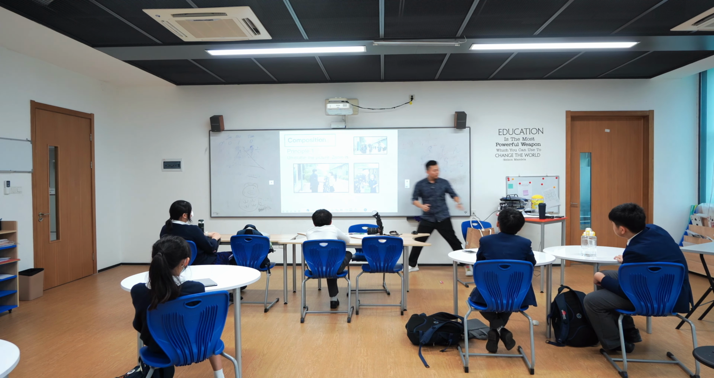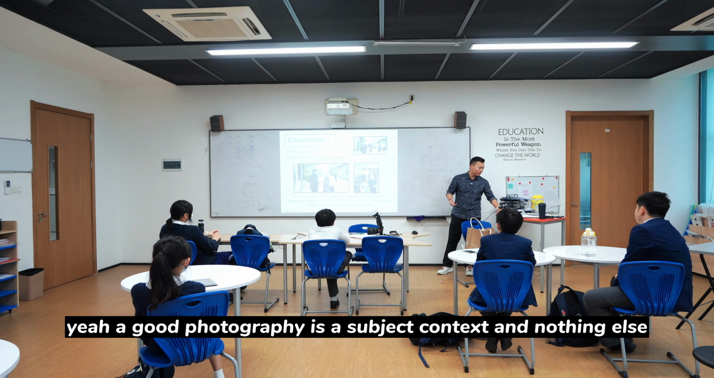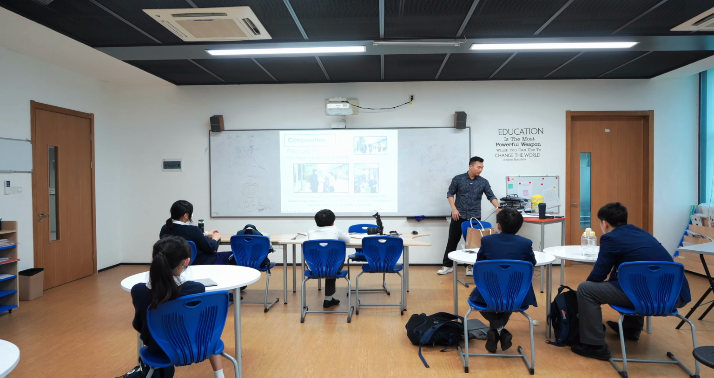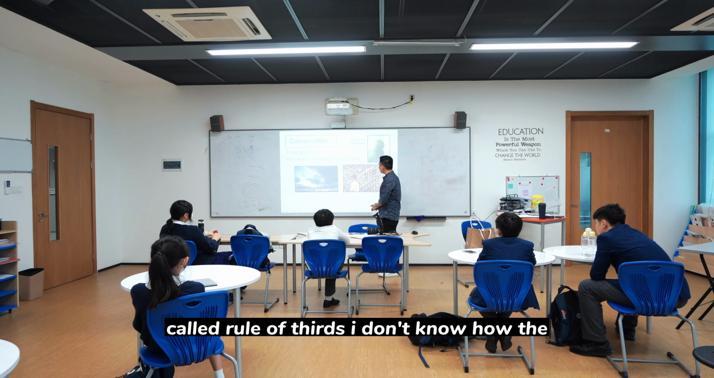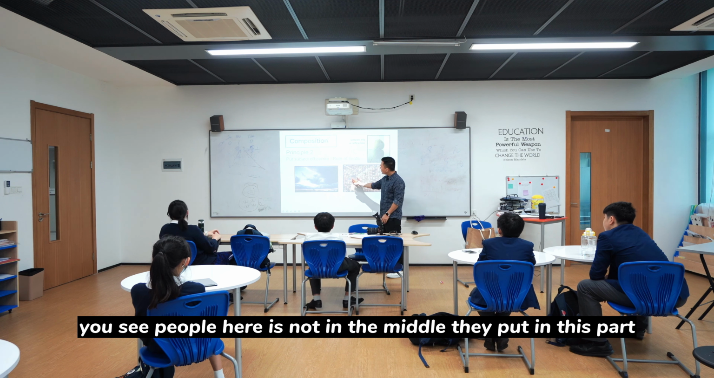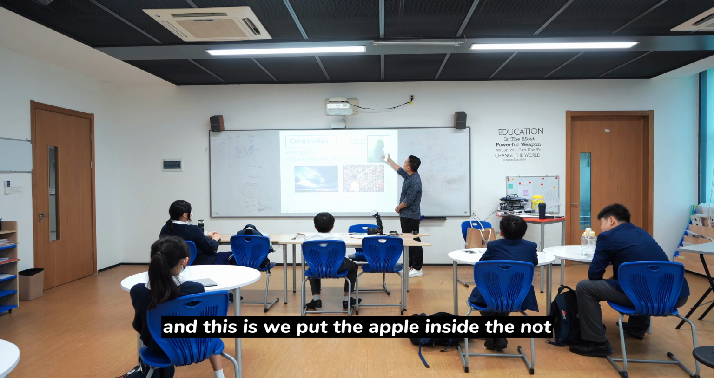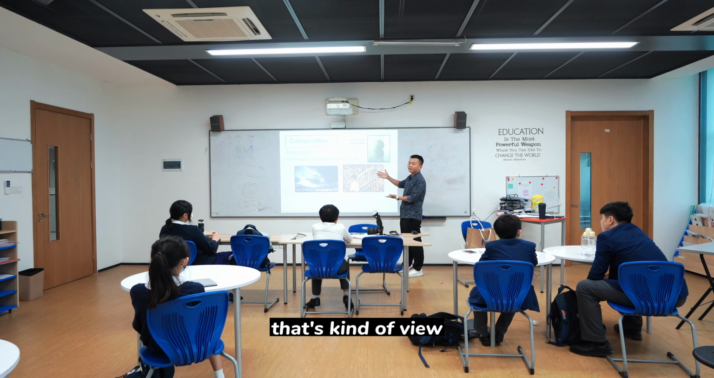Yeah, good photography is about the subject and nothing else. And the second one is called the rule of thirds. I don't really know how to say 三分之一. It's like one-third, you see the people here are not in the middle. They put them in this part, and here we put the apple inside. You see there's a reflection, 倒影. That's kind of view.